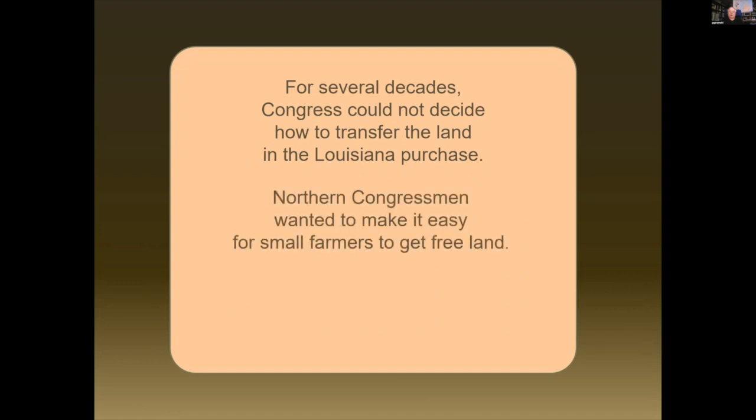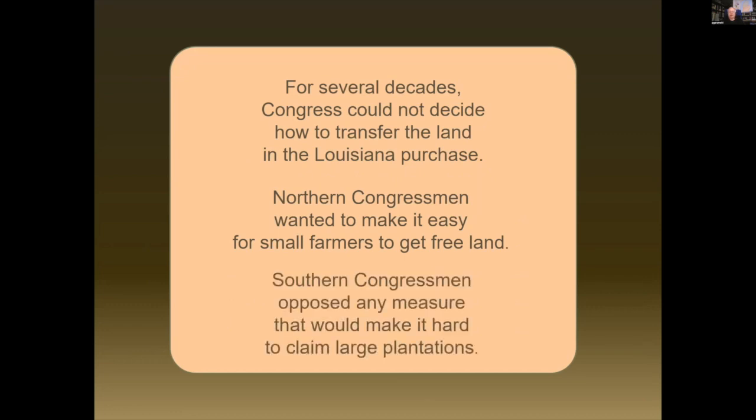Northern congressmen wanted to make it easy for small farmers to get free land, and they'd been pushing some kind of Homestead Act as early as 1830. Southern congressmen, however, wanted to oppose any measure that would make it harder for people to claim large plantations, because they knew if we wound up with a whole bunch of small farmers out there, we were going to have too many voters against slavery, and eventually that was going to be a problem. And this was deadlocked for decades.